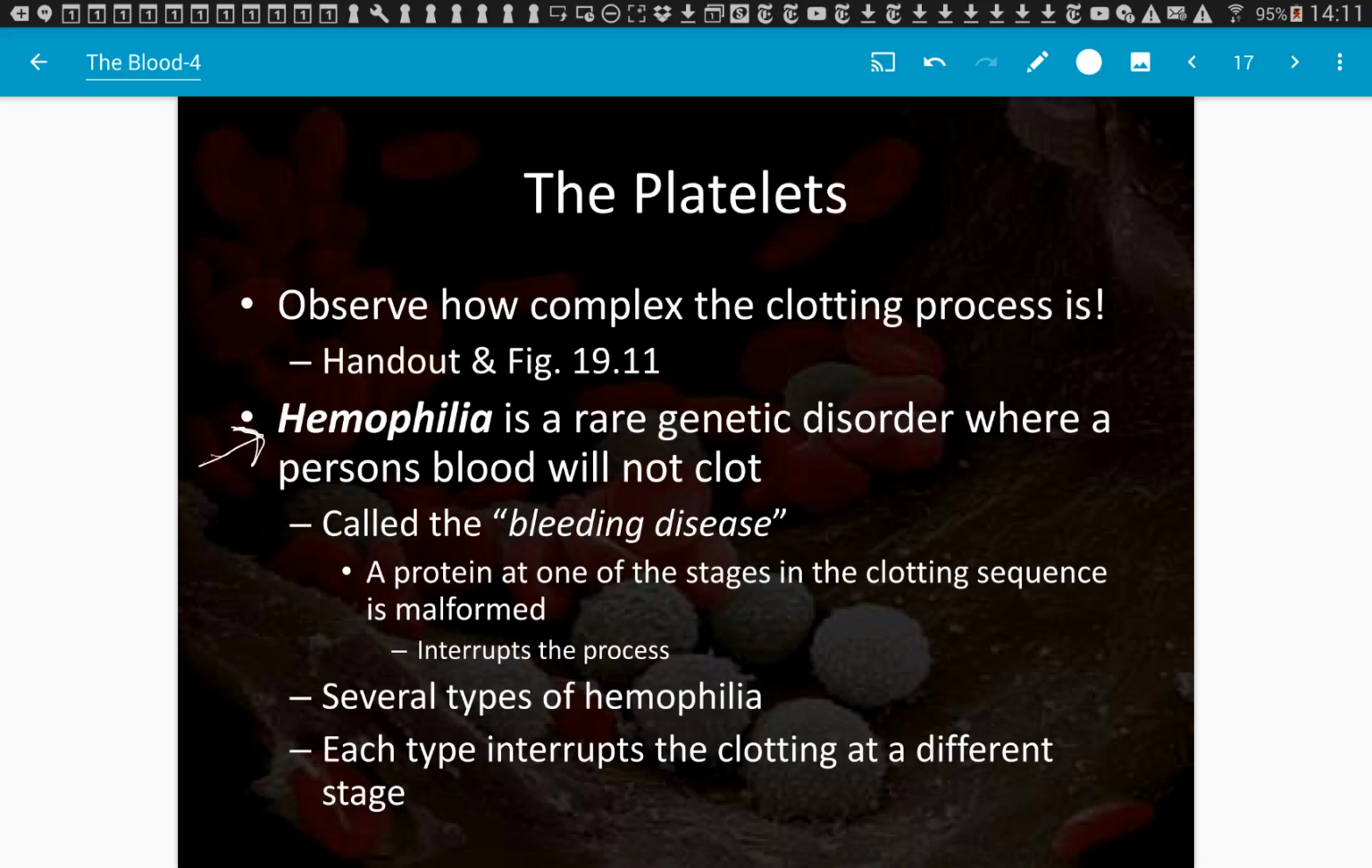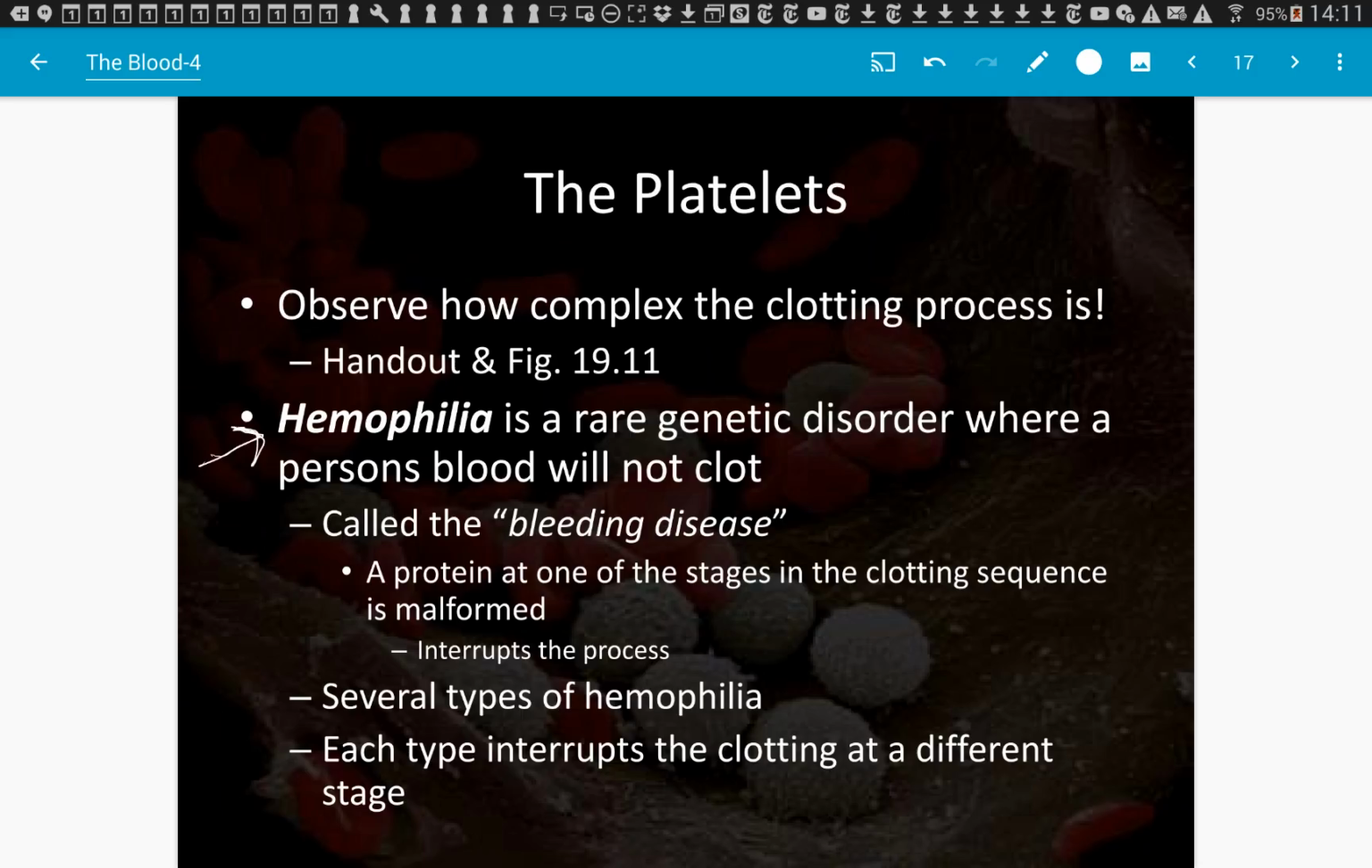And this is a genetic disorder. It's carried on the X chromosome. Let me make sure I'm saying that right. Yep, it's carried on the X chromosome. And so it is more common in males than females because females will only present with hemophilia if they have that mutation on both of their X chromosomes. And so it's much more common for males to have hemophilia.